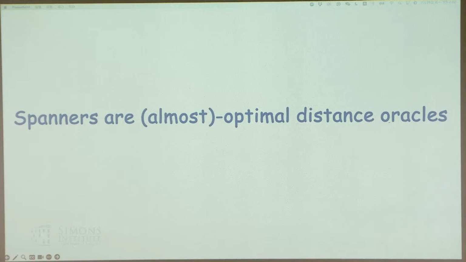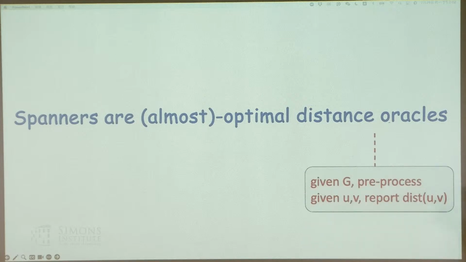What does it mean? What is a distance oracle? It is a data structure that allows you to take a graph as input and pre-process it in whatever way you want, and you get a data structure out of it. The data structure is required to take a pair of vertices, u and v, and report the approximate distance between these two vertices. That's what a distance oracle does. Any data structure. So spanners are almost optimal distance oracles.